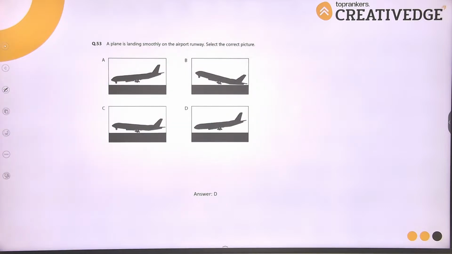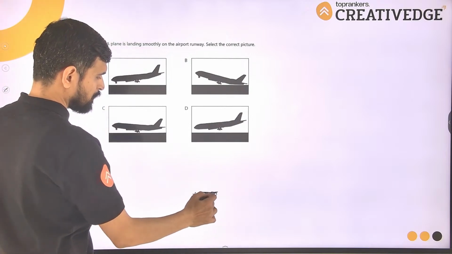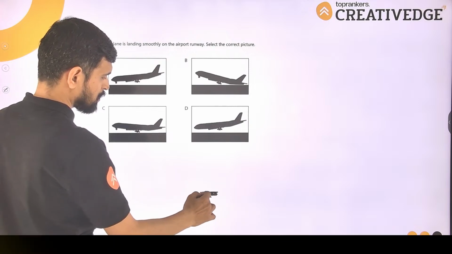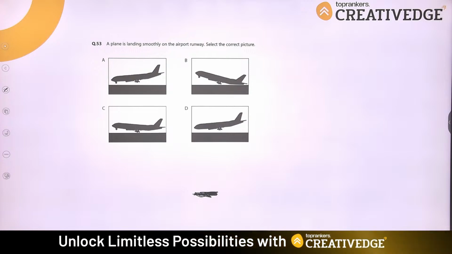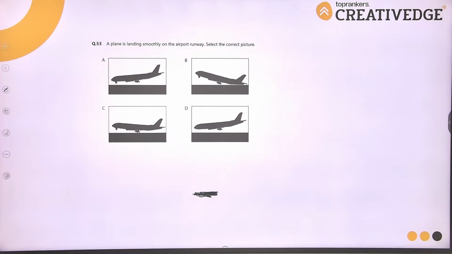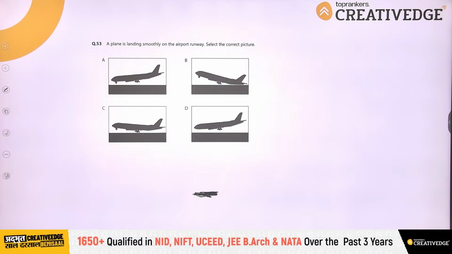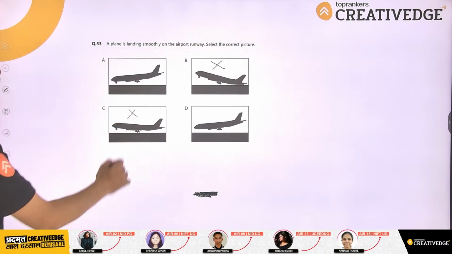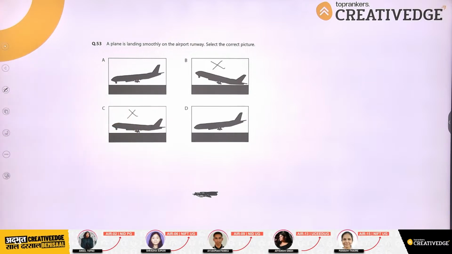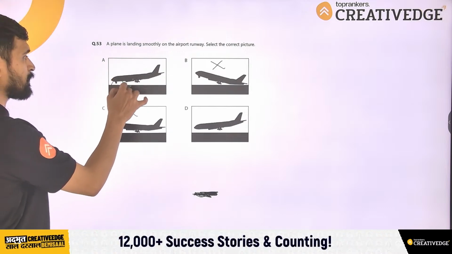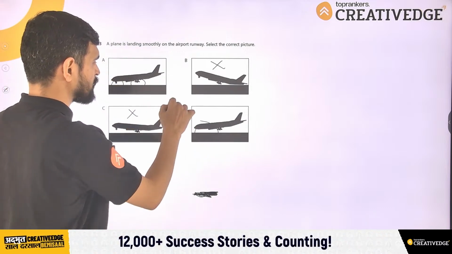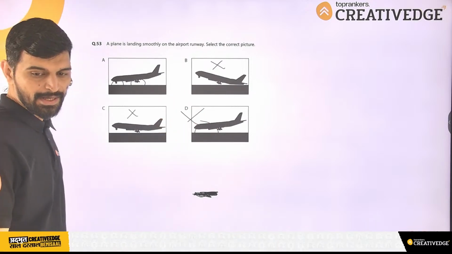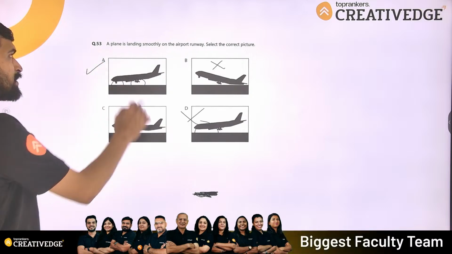Fine. Next one. In which case the plane is smoothly landing on airport runway. See, this is clearly a takeoff picture. This is again a takeoff picture, right? Smooth landing के केस में these tires must be open, and that is not the case with D. Crash landing हो जाएगा D के केस में. So it has to be A.